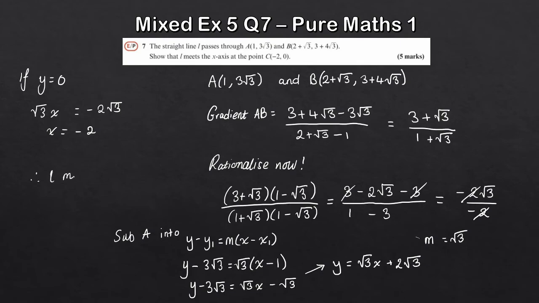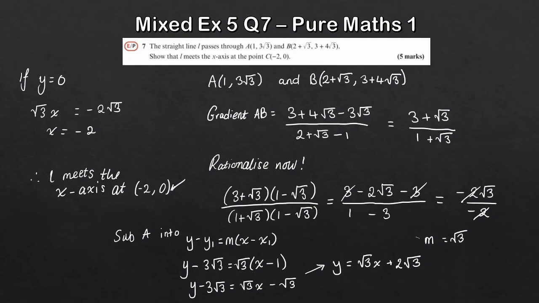L meets the x-axis at minus 2, 0. Because remember, when it crosses the x-axis, that's when y is 0. And then just solving this here to get x, so we can see that it crosses there. Okay, that's a tick, believe it or not. So there we go. So 5 marks for that. So hopefully that's okay. Make sure you're just confident with surds.